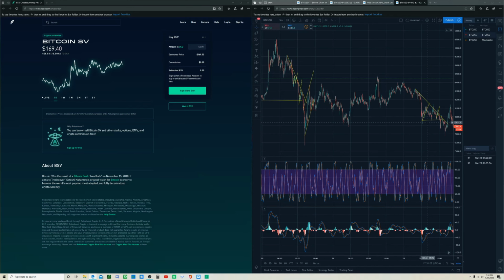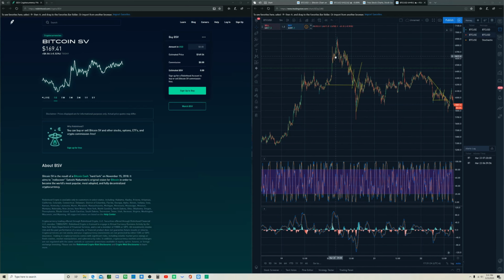What is going on? I can't even zoom out.